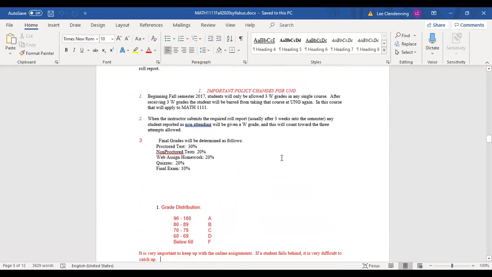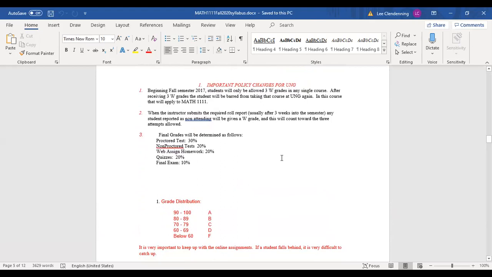All right, important policy changes. Students will only be allowed 3 W grades for any single course at UNG. After 3 Ws, you're supposed to have to go somewhere else to take that class. And if I do have to report you as not attending, you will be given a W grade, which counts as one of those 3 W grades.